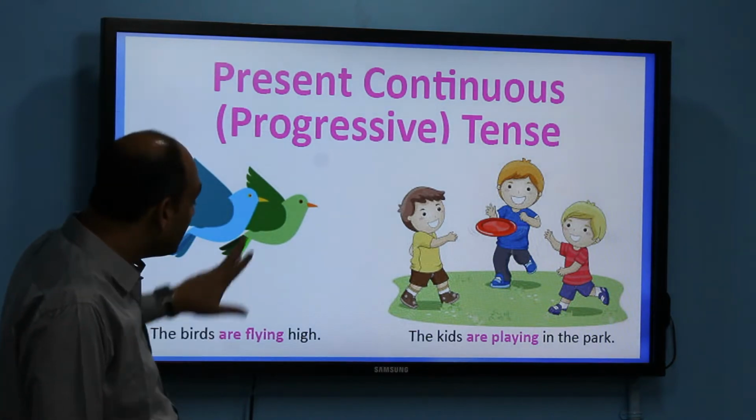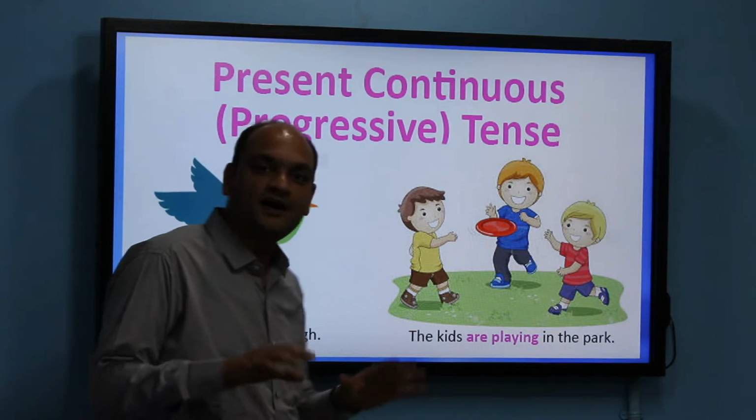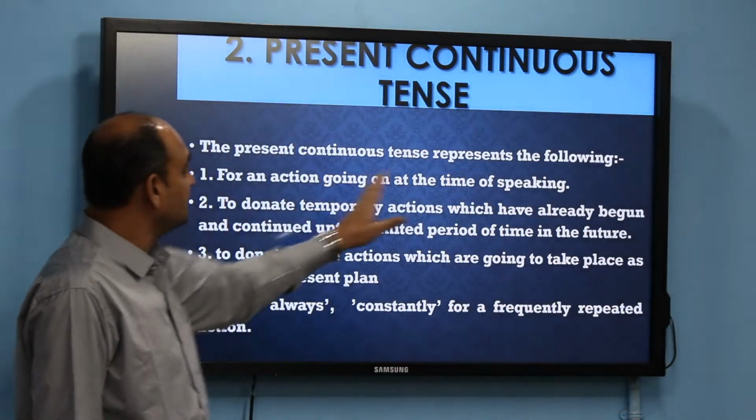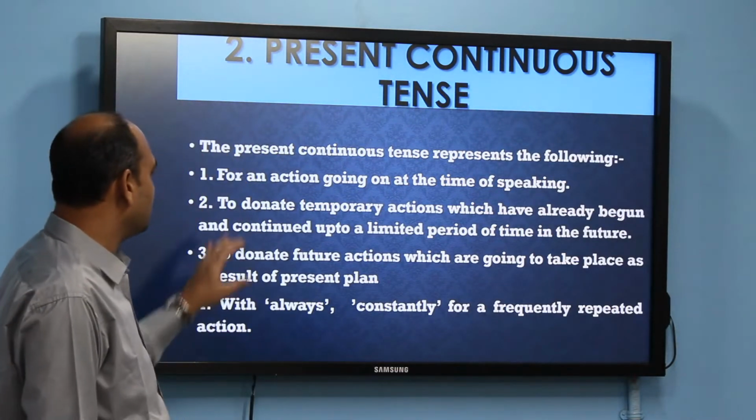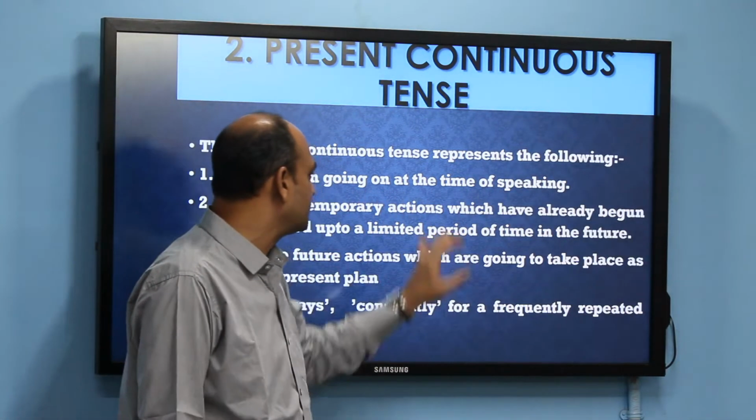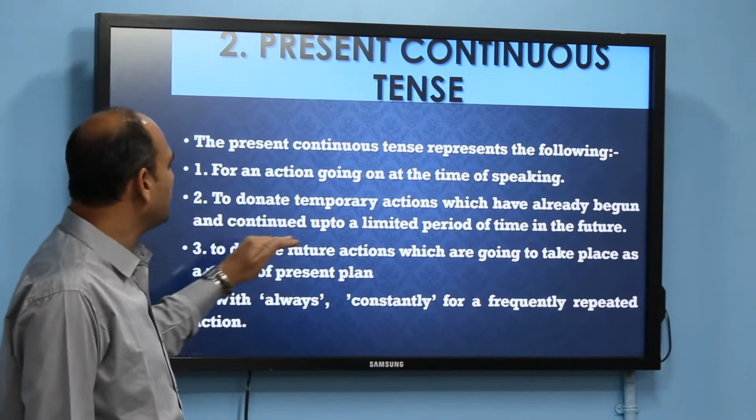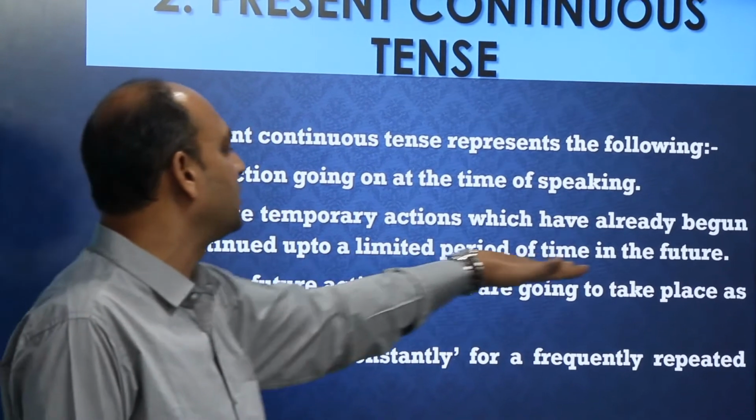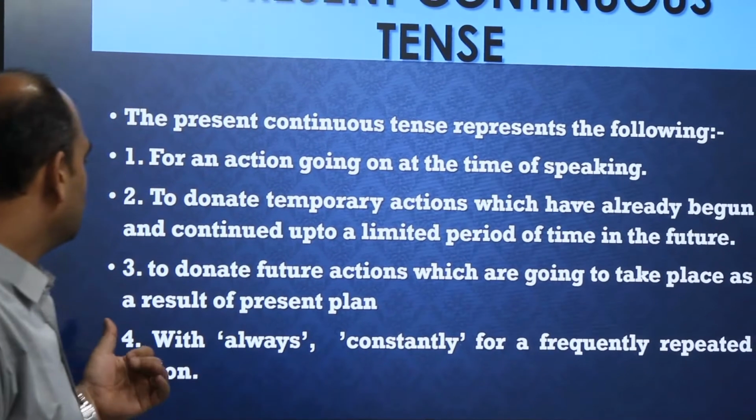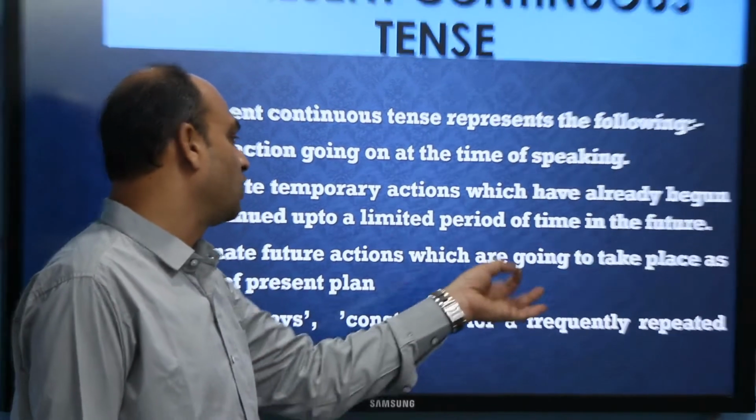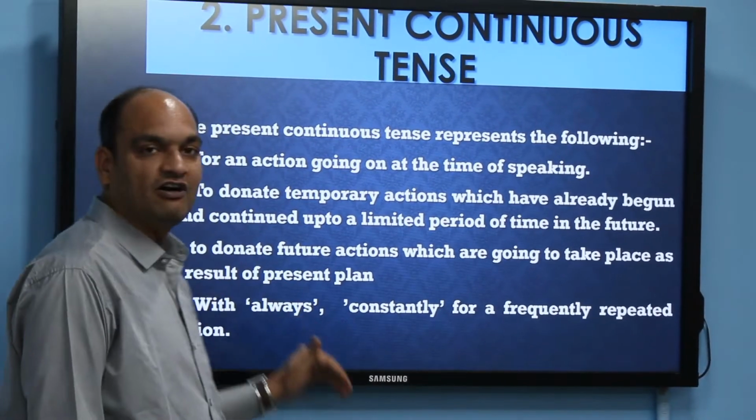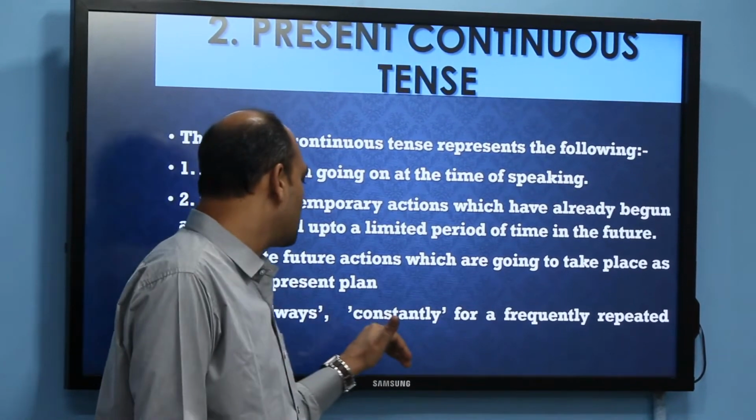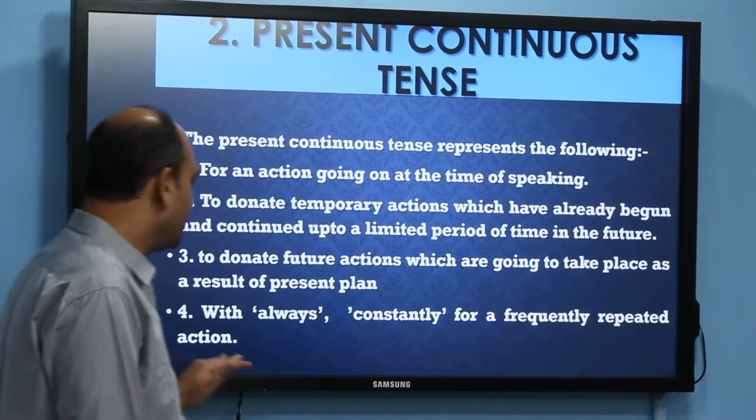The birds are flying high and the kids are playing in the park. Present continuous tense represents the following: an action going on at the time of speaking; temporary actions which have already begun and continue up to a limited period of time; future actions which are going to take place as a result of a present plan; and with always, constantly, for frequent repeated actions.